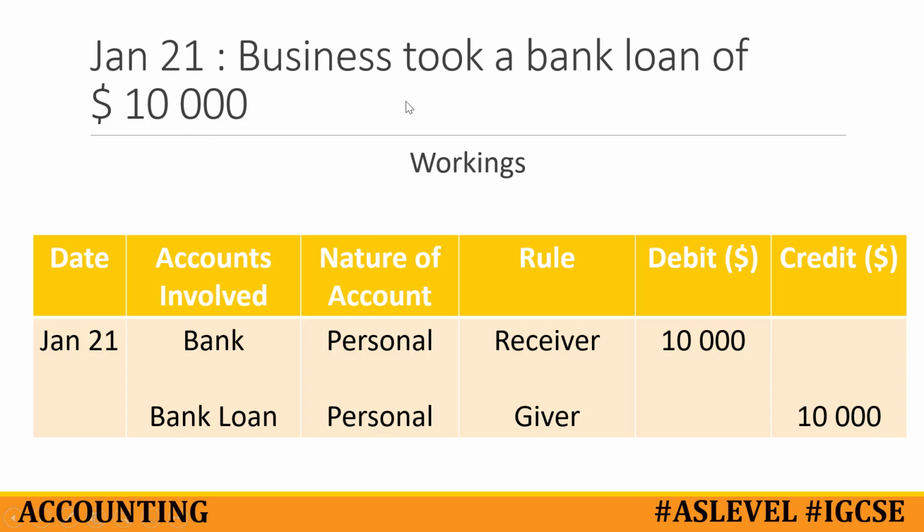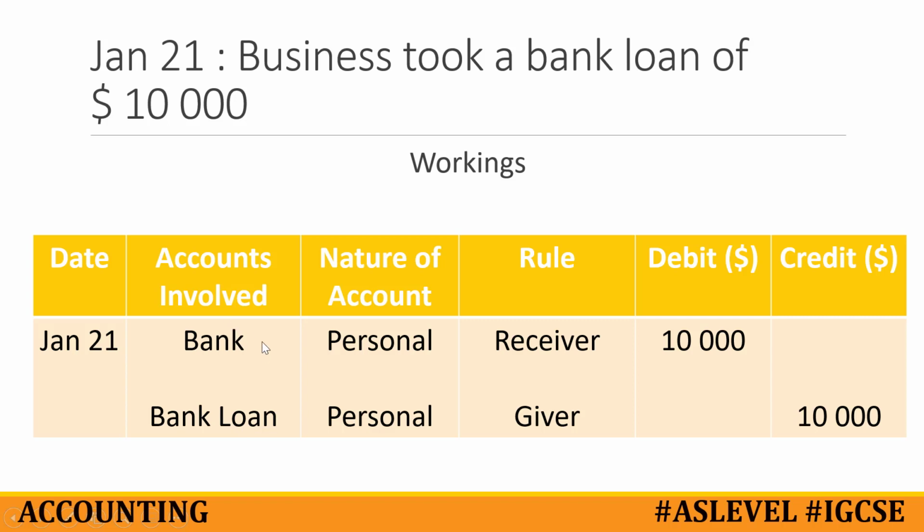So the first thing that you need to do when you read a transaction is to identify the two accounts involved. In this transaction, the business is taking a bank loan and this money is going to come in the business bank account. Therefore, the two accounts involved are bank and bank loan. So in this column, we write the two accounts involved.